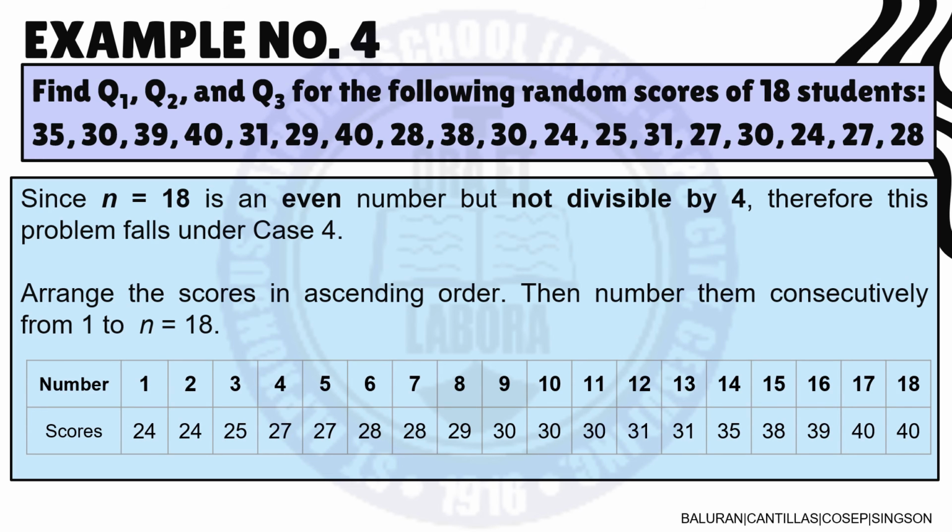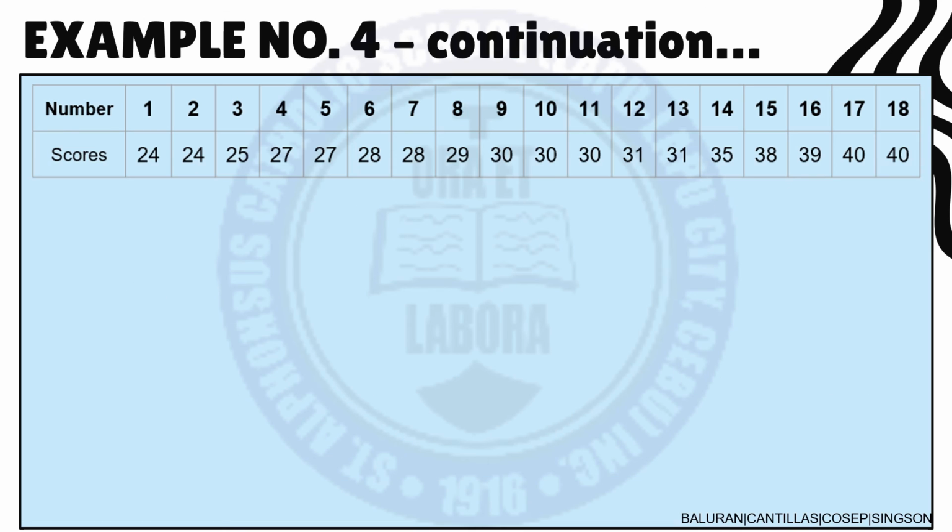So we will begin with 24, 24, 25, 27, 27, 28, 28, 29, 30, 30, 30, 31, 31, 35, 38, 39, 40, and 40. After arranging the set of scores from smallest to highest, we will now find the first quartile.